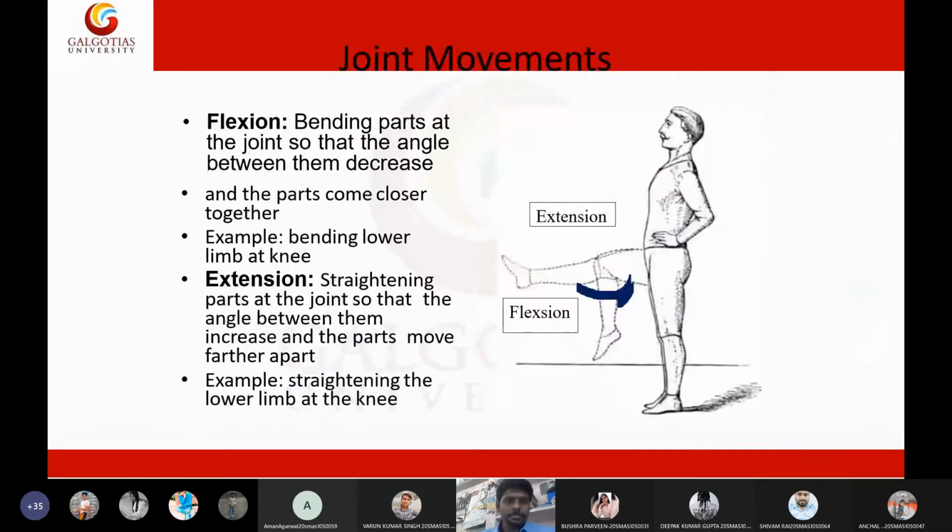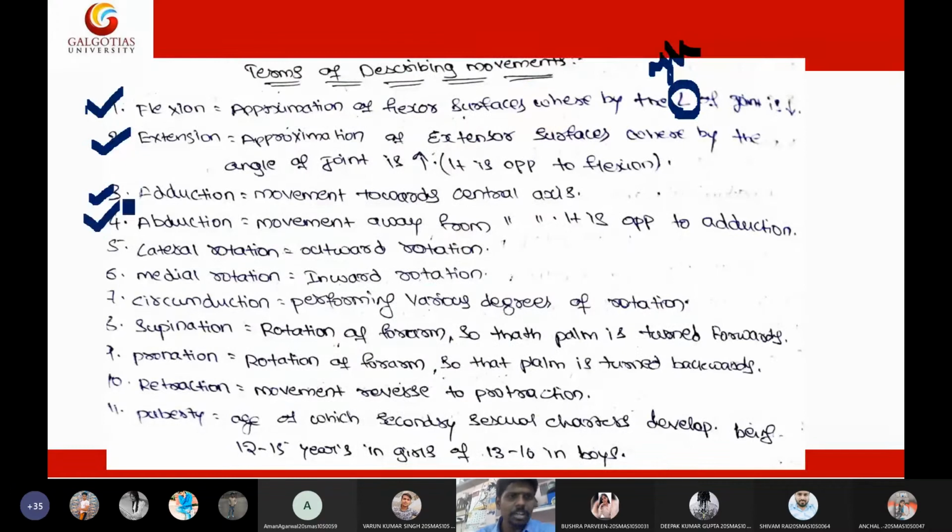Next is lateral rotation and medial rotation. Very simple, students. Lateral rotation means outward rotation, whereas medial rotation means inward rotation. If you have your wrist like this, if you are moving the wrist in this way, in a clockwise direction, then this is called lateral rotation. If you are moving this in an anti-clockwise direction, then it is medial rotation.